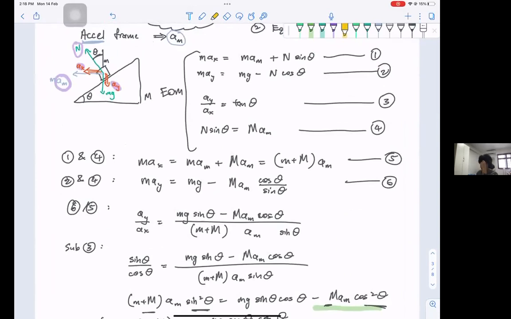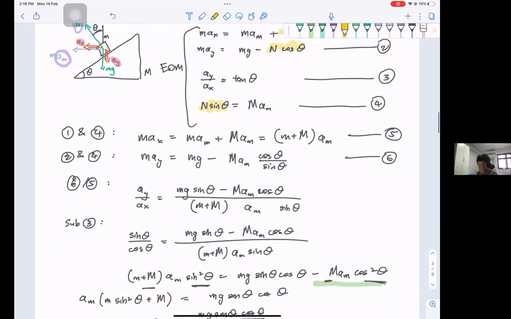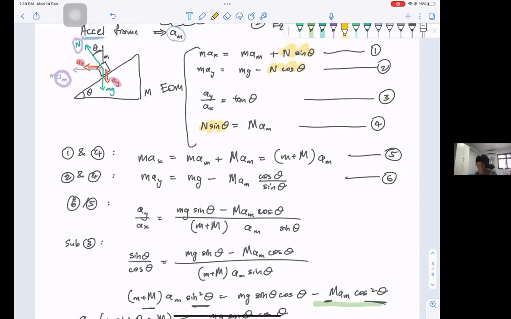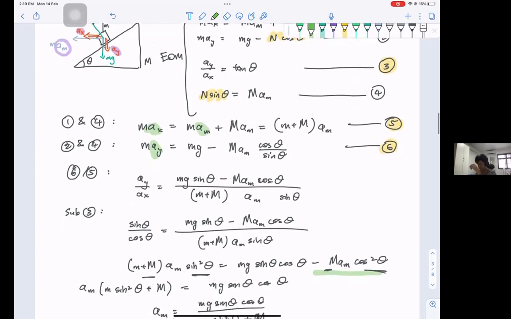If I look at equation 4, it gives me n in terms of AM. So immediately, if I substitute equation 4 into equations 1 and 2, then the n effectively disappears. If we look at equations 3, 5, and 6 after substituting in, we see that they don't involve n anymore, and the only unknowns left over are ax, ay, and AM. And theta is a constant, remember?